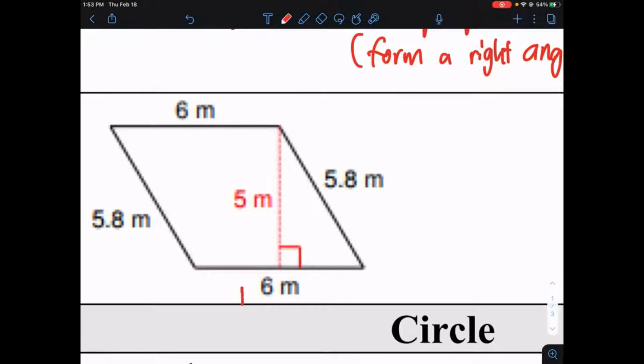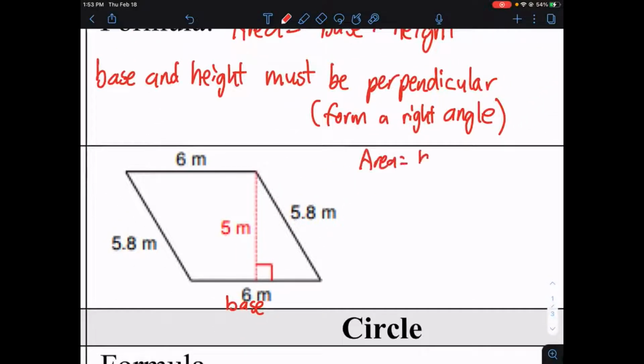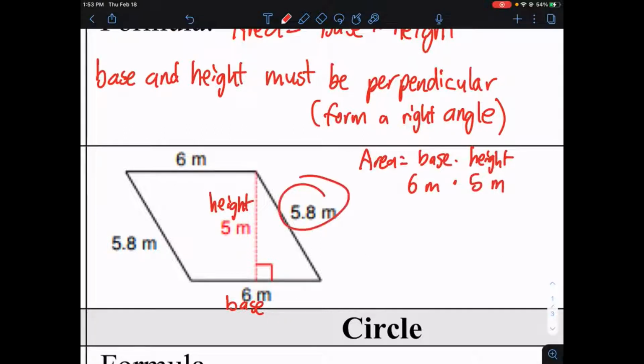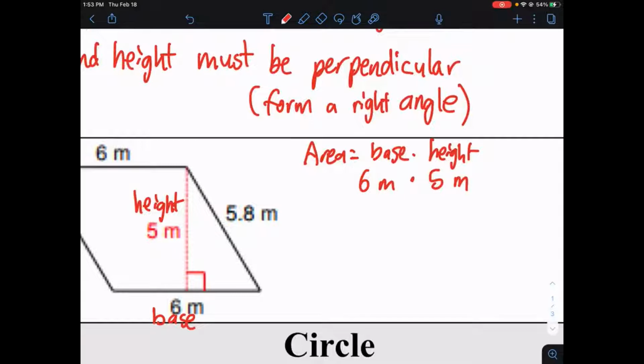Okay, so 6 meters, that'll be my base. And then 5 meters will be my height. Notice we're not going to use this 5.8 at all because it does not form a right angle over here, and it doesn't form a right angle over here. So it plays no part in the calculation. Okay, so 6 times 5 would be 30. And then meters times meters is meters squared.